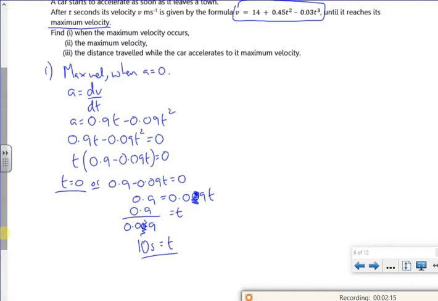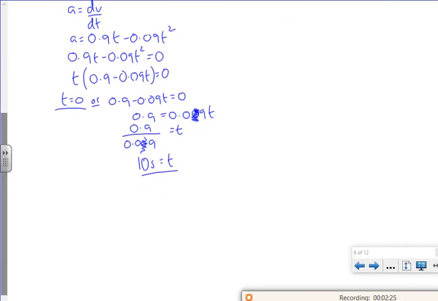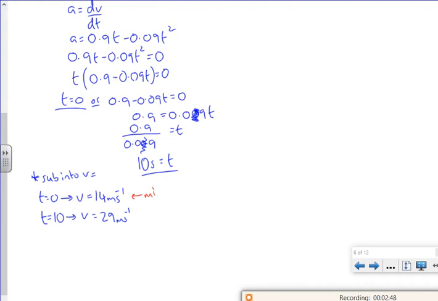Now really I should check the other one. So if t is zero, let's check what the velocity is there. If I use that equation, when t is zero, my velocity is 14 meters per second. And when t is 10, it gives me a velocity of 29 meters per second. So that there was my minimum velocity. That's my maximum velocity.